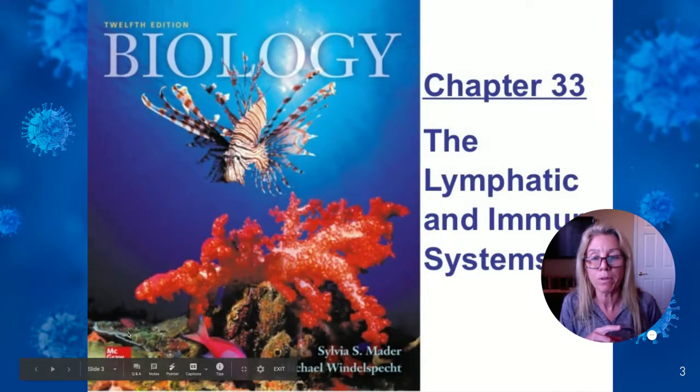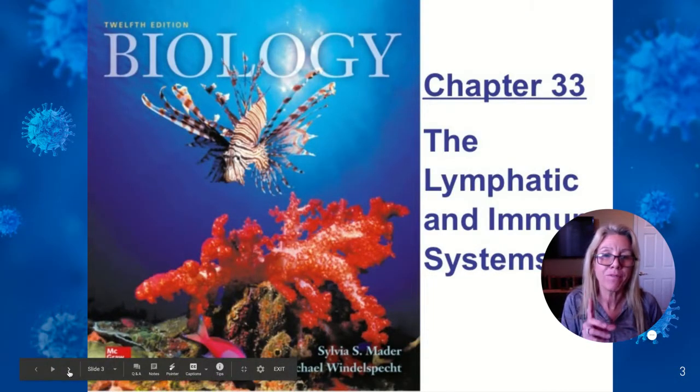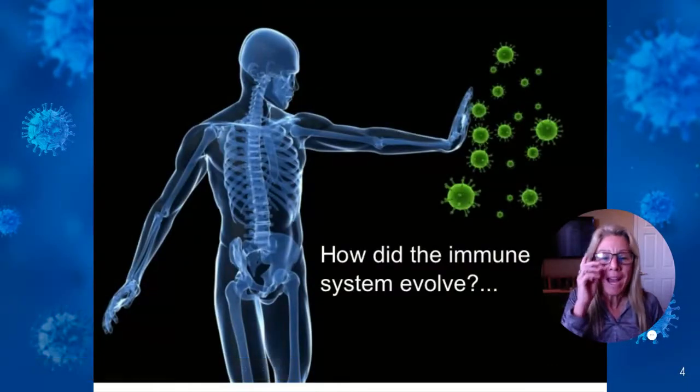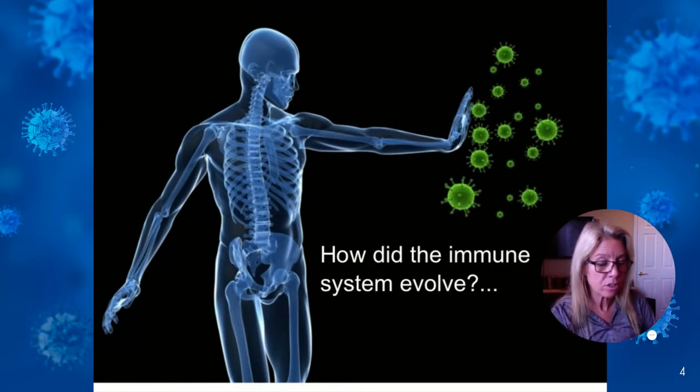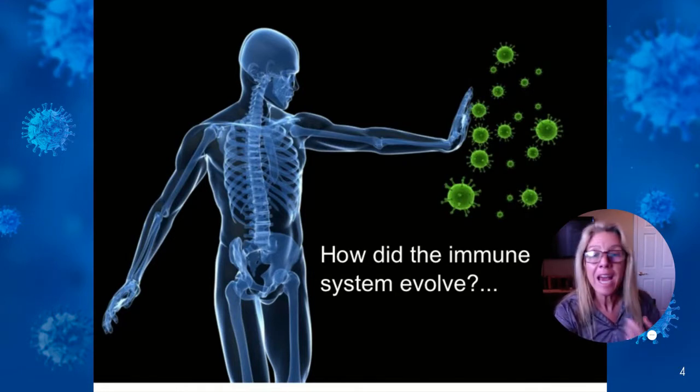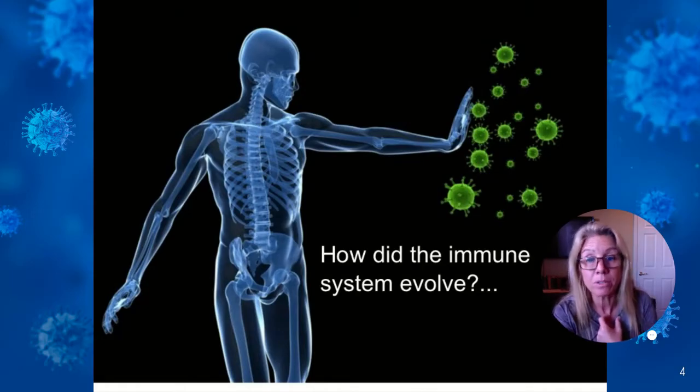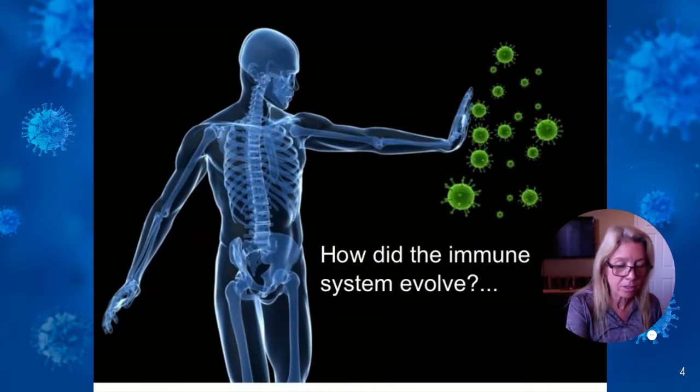This is chapter 33 for my students, the lymphatic and immune system. So how did the immune system evolve? Take a look at your notes real quick. You have this already in your notes. The immune system, remember, protects us from all sorts of harmful invaders, including bacterial and viral pathogens, various toxins, and even when our good cells go bad, that we learned about in mitosis, in the cell cycle. How do we protect ourselves from ourselves when our own cells become cancerous?